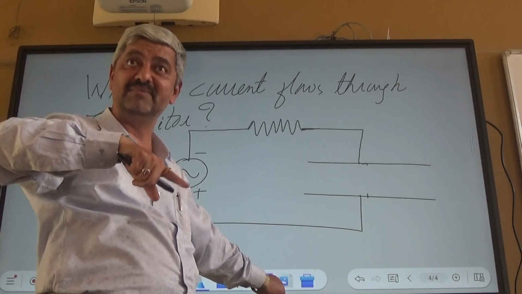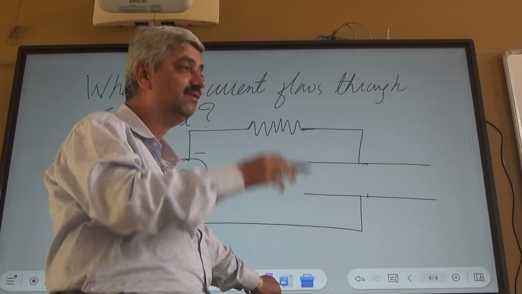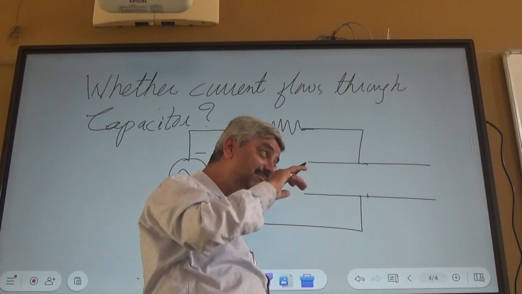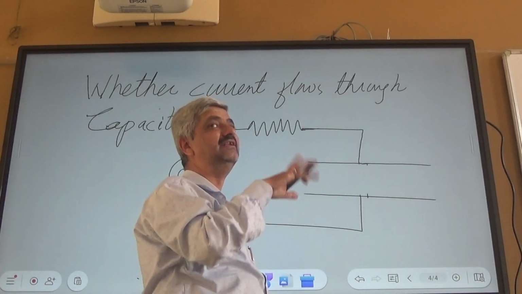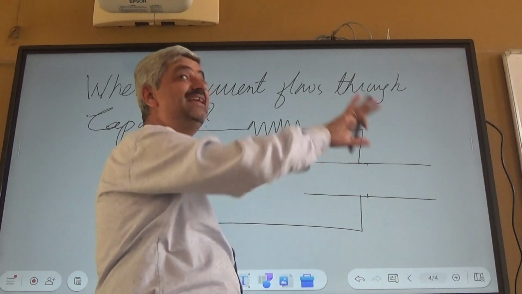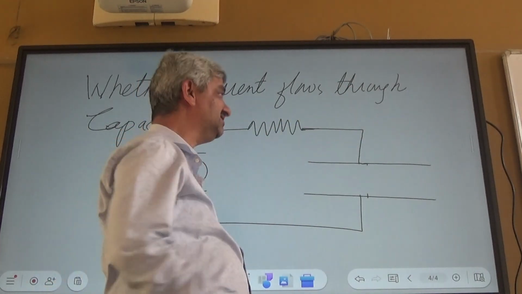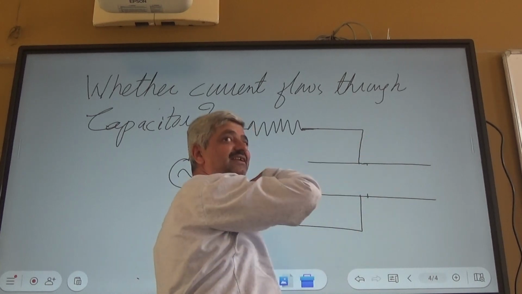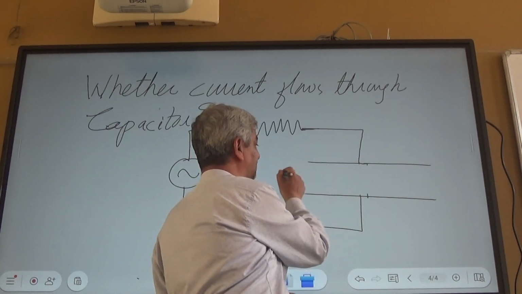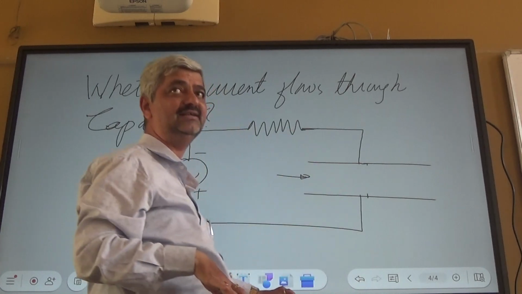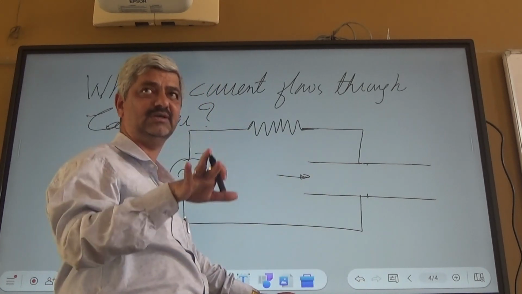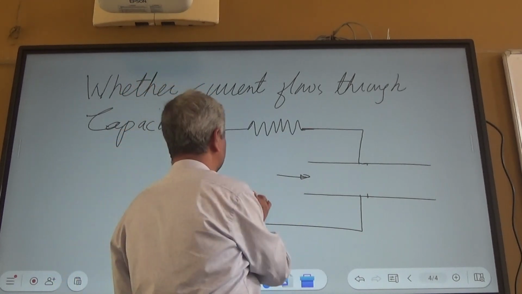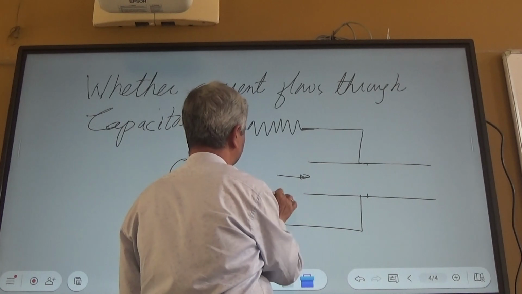Current is not flowing, but current seems to be flowing. How? So what name is to be given to this current? That name is displacement current. Means, whatever is here, this is displacing it to the other end. So a current which is not actual current, but it is as good as a current, that is called displacement current.